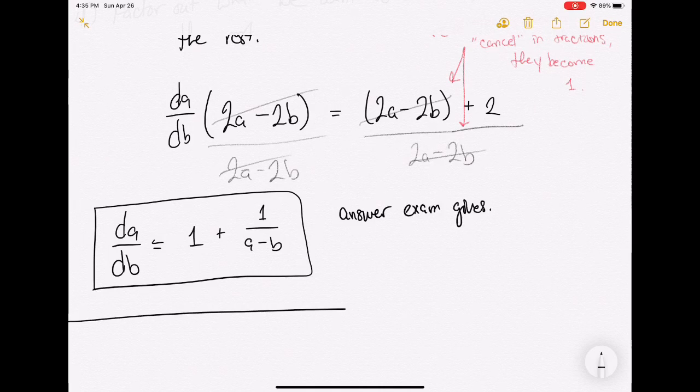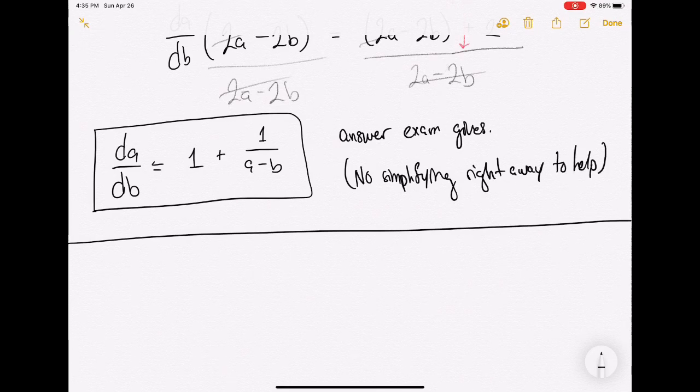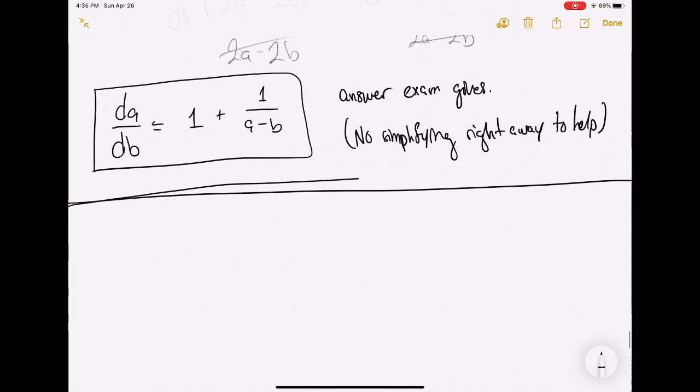Great. No simplifying to help you here. Put that in parentheses. So there's some times where it just doesn't work. You just kind of have to try, and you might be able to simplify it, and other times you might not. So that's just the way this problem worked out.